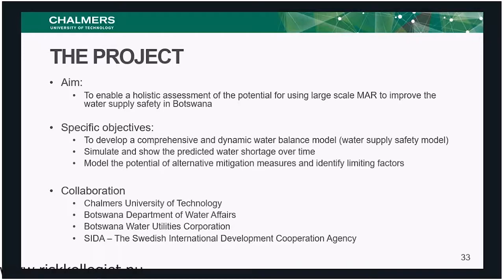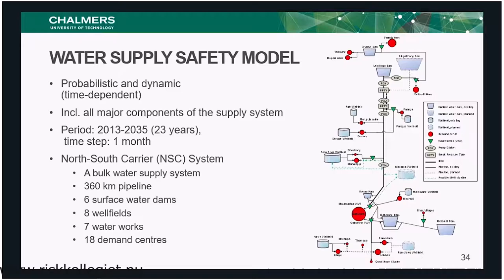And what we did more technically is to set up the entire distribution system like this. There's a 350 kilometer long pipeline connecting different cities and small villages as demand centers, and then there are surface water dams and groundwater well fields connected to this distribution network. And the big user, of course, is the capital down here. But there are other demand centers.